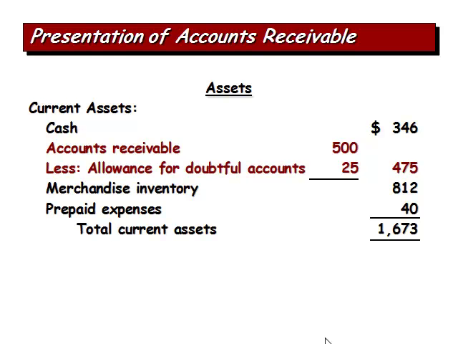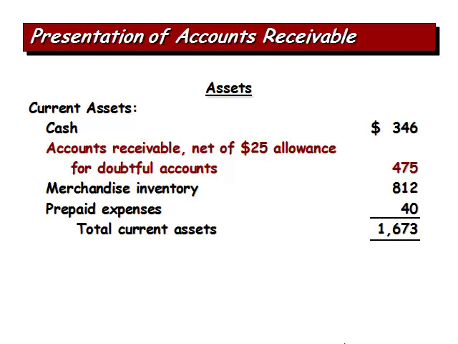So balance sheet presentation, we show accounts receivable 500 less an allowance for doubtful accounts of 25, so it nets out to 475. The allowance for doubtful accounts is a contra asset account. It normally has a credit balance. So accounts receivable has a debit balance. Allowance for doubtful accounts has a credit balance. Sometimes you'll just show it as essentially one amount there, accounts receivable net of 25 allowance.